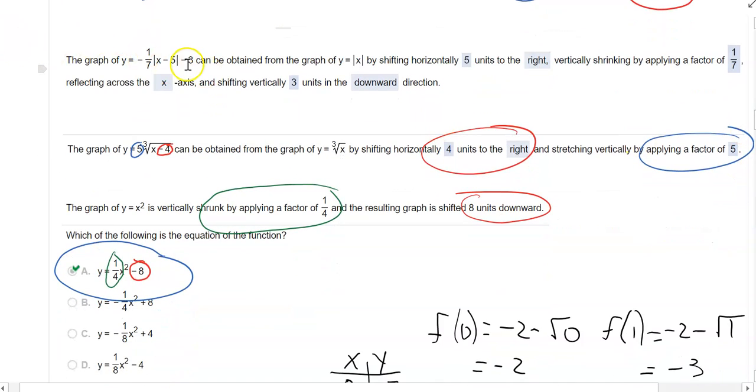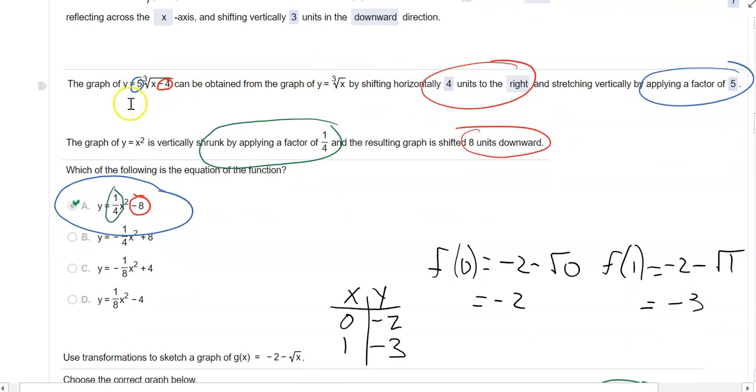Looking onto this absolute value function, we can see that we're using 5 units to the right, so that's what's happening here with this x minus 5. So we're subtracting a positive 5, so that's why we're going to the right. And here we're shrinking vertically by 1/7. And once again, that is not negative. That negative on the outside is letting us know that we are reflecting across the x-axis. And then on this outside, once again, we do not have a negative here. We're shifting vertically 3 units, and that negative makes it downward.